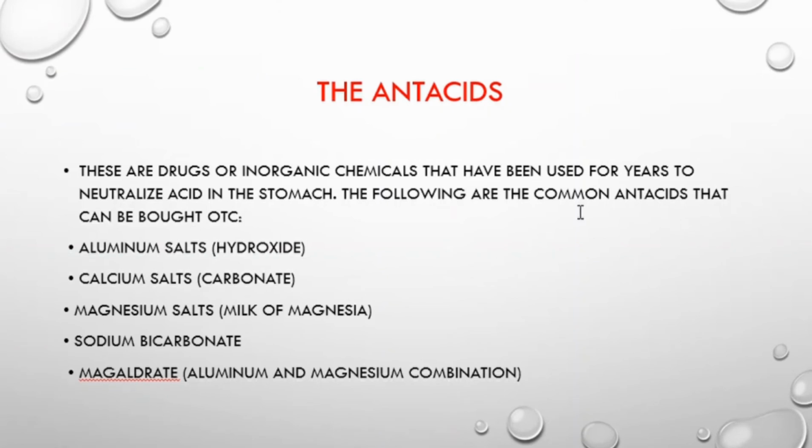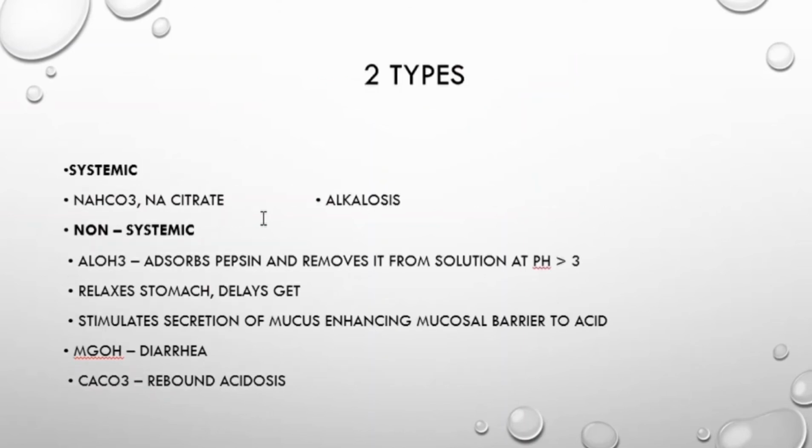Antacids are drugs or inorganic chemicals that have been used for years to neutralize acid in the stomach. As we said earlier, they neutralize acid in the stomach, and the following are the common antacids that can be bought OTC, over the counter. We have aluminum salts, which is the hydroxide; calcium salts, the carbonate; magnesium salts, the milk of magnesia; sodium bicarbonate; and magaldrate, which is the combination of aluminum and magnesium. For the two types of antacids, we have systemic and non-systemic.